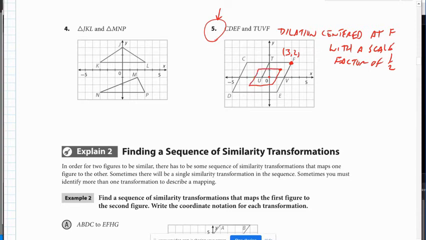And then you would just need to shift it right 1.5 and up 1. So that would take a dilation centered at the origin and then a translation right 1.5 and up 1. And that would work just as well. So there's different ways that you can accomplish the same thing.